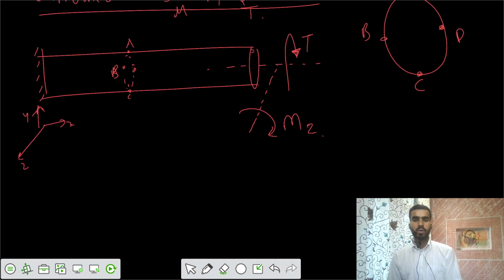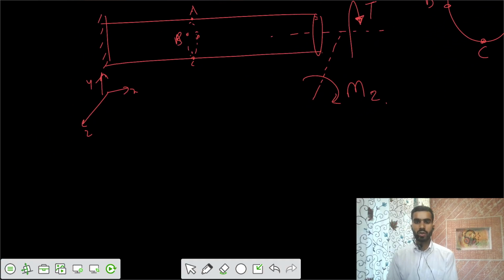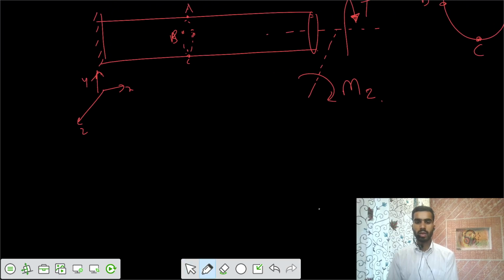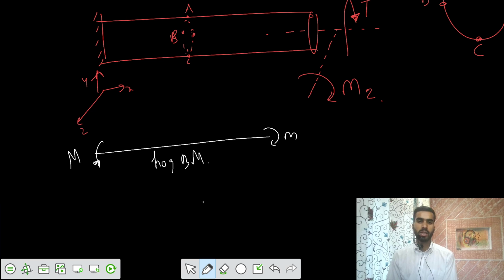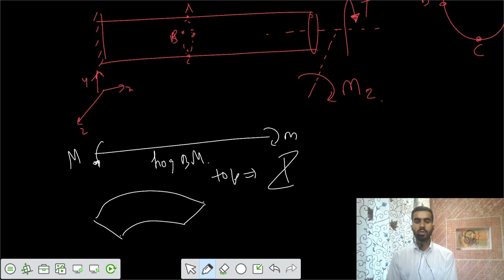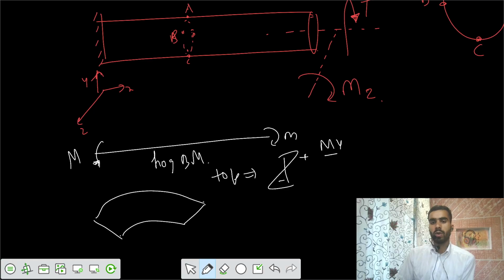Now we have to combine it. We have combined stresses here. Let's talk about the M first. There's some M here, and there's some M here. Development of that moment would be here. So it's a hogging bending moment, hogging curvature of the beam. So top members have tensile, bottom compressive. So it would have some shape in this fashion. So bottom compressive, top tensile. So we have some values of My by I.